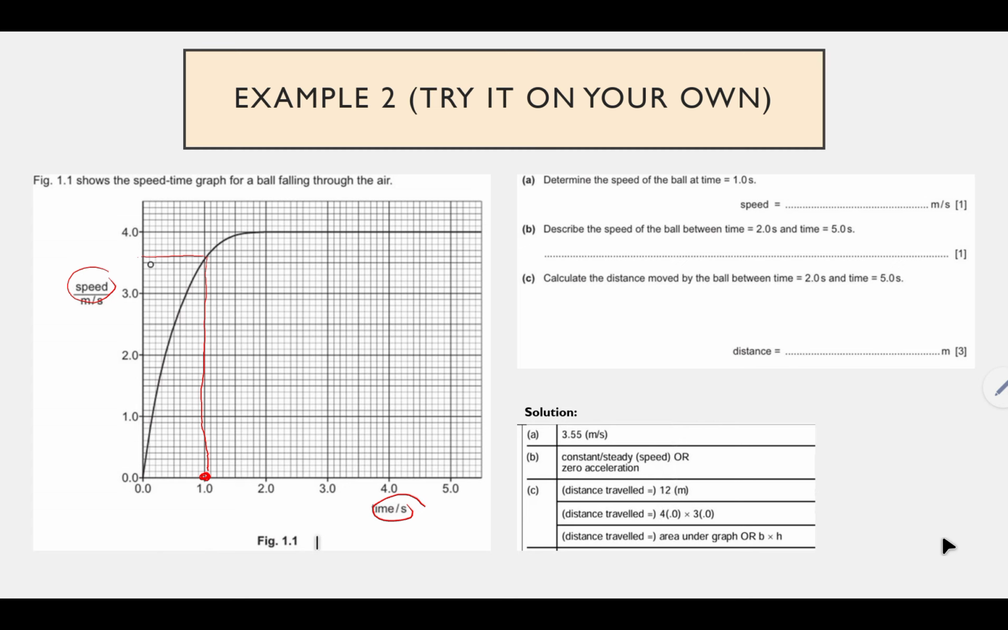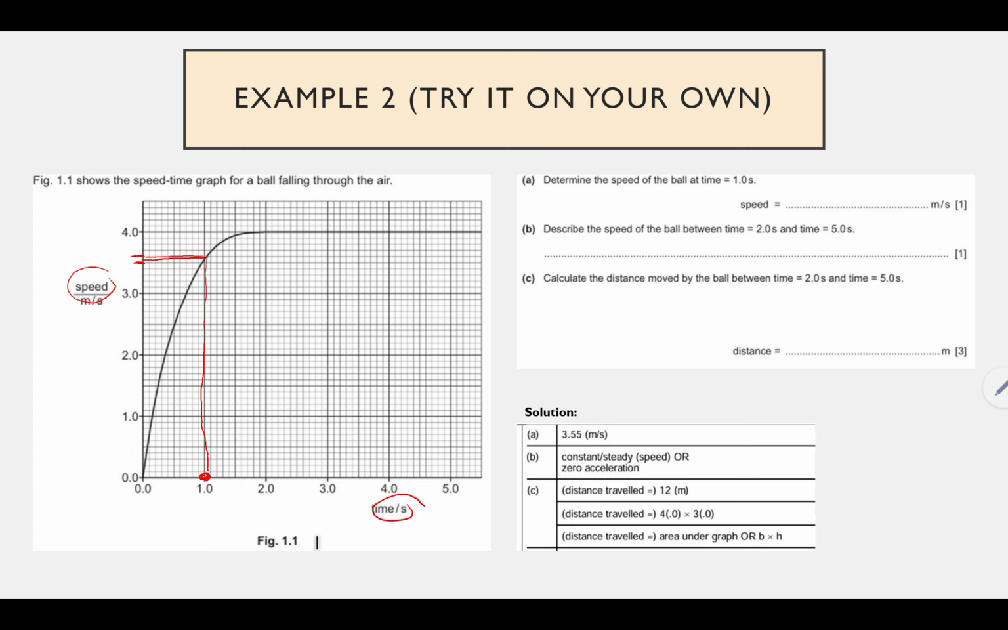Why 55? Because as you can see, it stopped somewhere here in between. So this is 3.5, and this is 3.6, and it's in between. So 3.55 meters per second. Try not to get mistakes because sometimes you do not have room for error, so use a ruler, please.